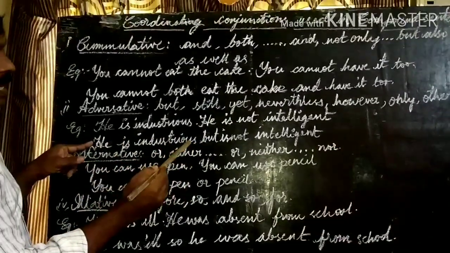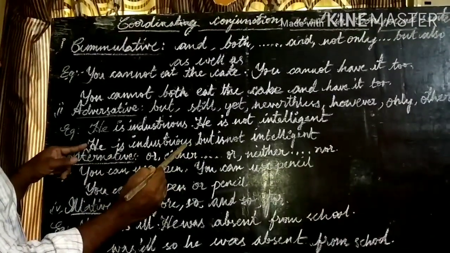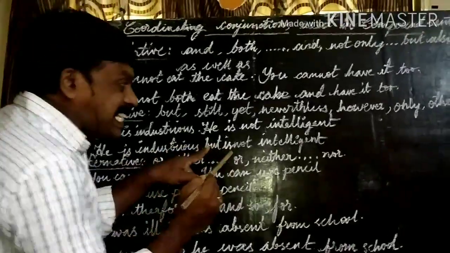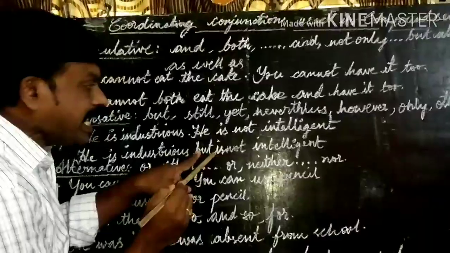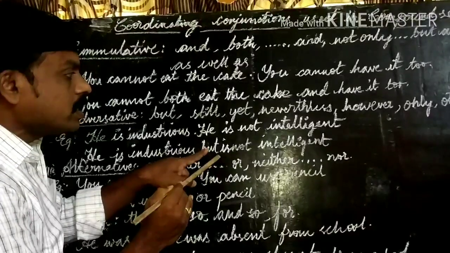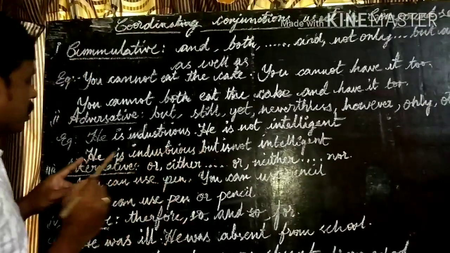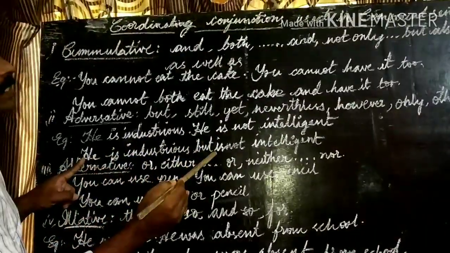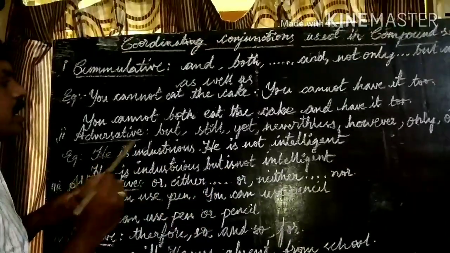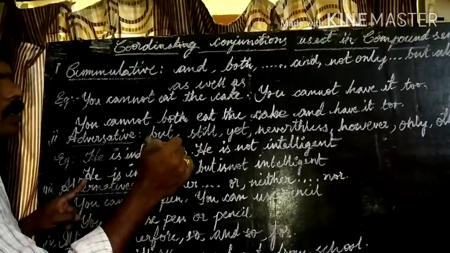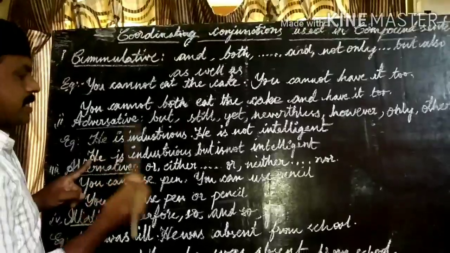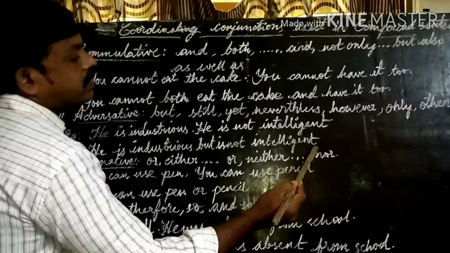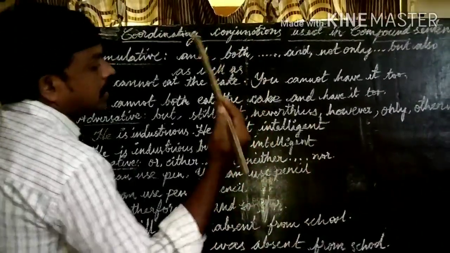See, he is industrious, working hard, but he is not intelligent. Why is the subject "he" not repeated here? It is dropped because the subjects of both sentences are the same, he. So you can drop one of the subjects. Next sentence: He is industrious, but he is not intelligent.